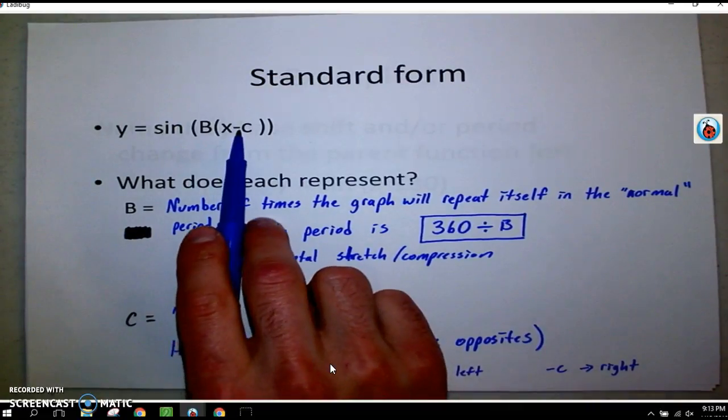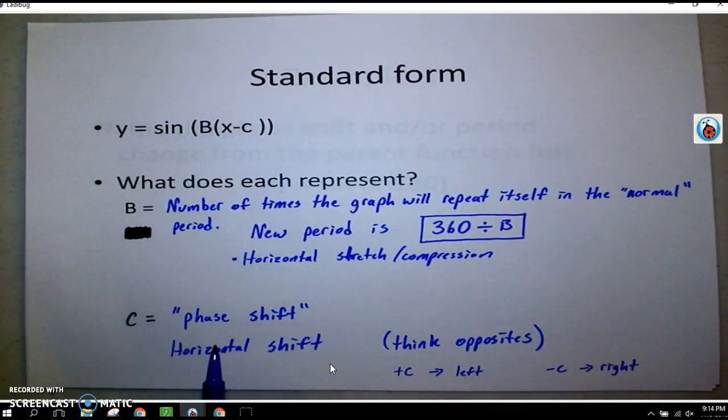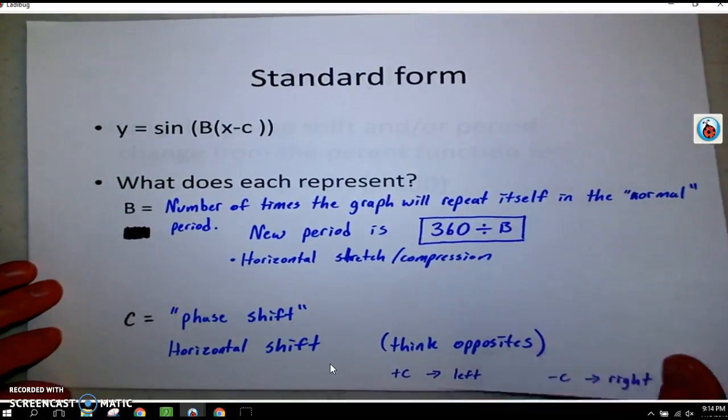And then addition or subtraction inside by x is going to be a phase shift, which is just a horizontal shift. We use the term phase shift specifically with trig. And the important thing here is to think opposites, just like we've been doing before for any functions that we've dealt with. So if you see a plus c, think that you need to move to the left by that value, and a minus would actually shift us to the right. All right, so let's take a look at some functions here.